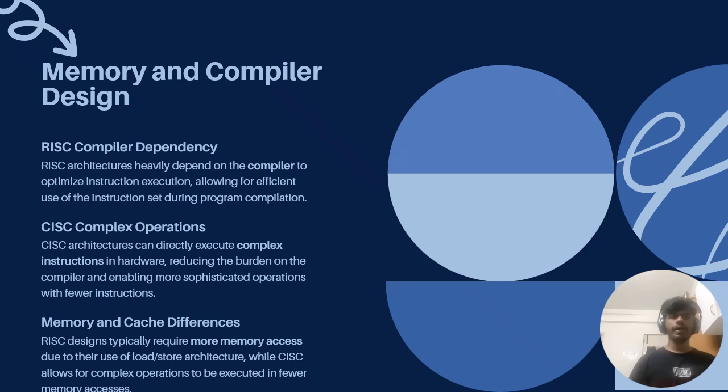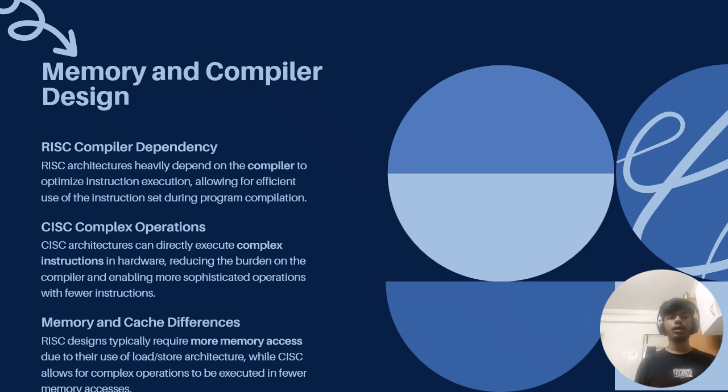I'll be explaining about memory and compiler differences. We're going to explain memory and compiler design in RISC and CISC. RISC systems rely on clever compilers to turn complex programs into a series of simple register operations. This can increase code size but improves clarity and cache performance.